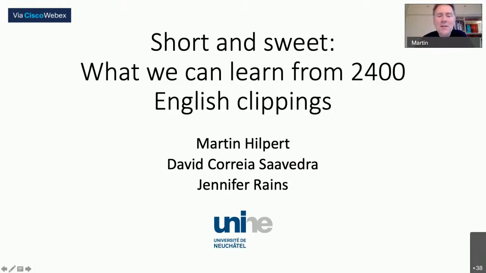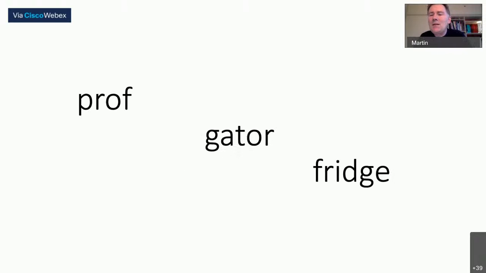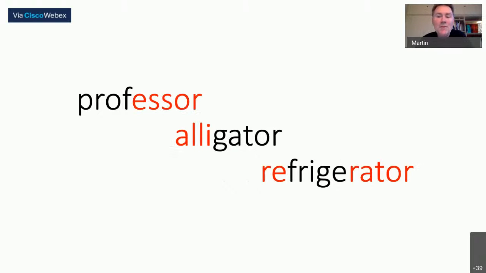So you've already read the title. Let me explain what this is all about. It's about short words in English called clippings. And the good thing about clipping is that I don't have to do a lot of explaining. You all know what it is. It's exemplified by English words such as prof or gator or fridge, which are shortened versions of longer words to which they correspond. In these cases, the longer words are professor, alligator, and refrigerator.